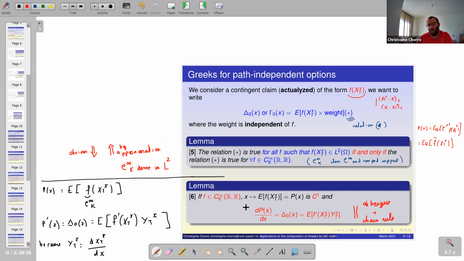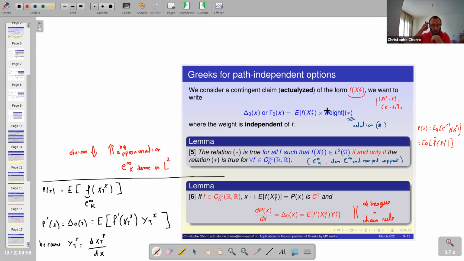the delta at time t equal to 0, defined as the derivative of the price function with respect to the initial condition. The way to play is just to use, classically, the derivation under the integral sign or under the expectation and the classical chain rule. And now I will be able to state the first result concerning the way to obtain a weight.